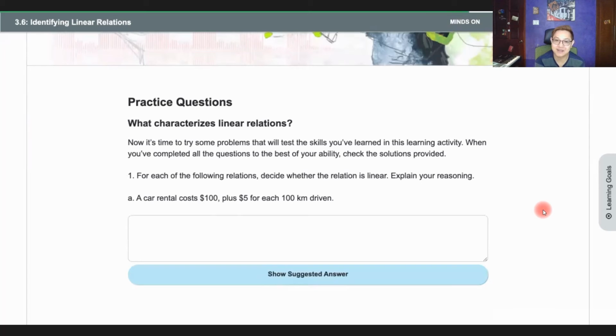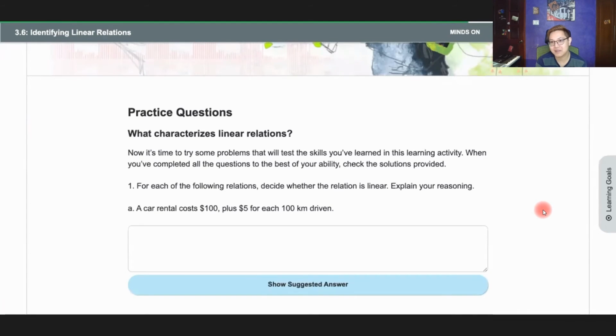What characterizes a linear relation? Of course, you will see that it's like y equals ax plus b. So what characterizes it is basically the a and the b in that formula, right? Okay, so let's continue.